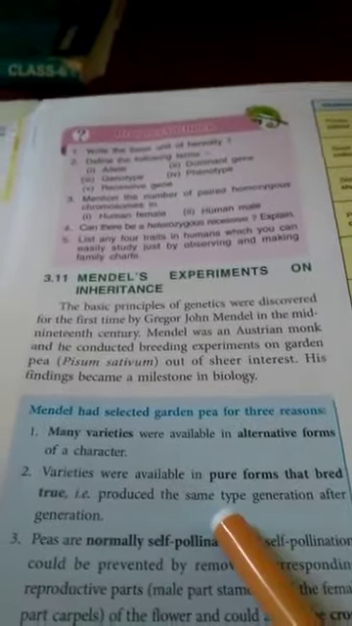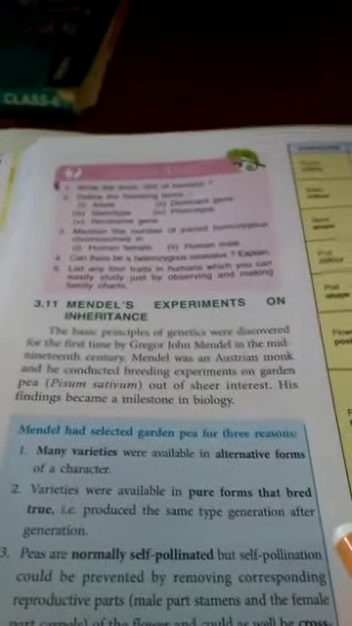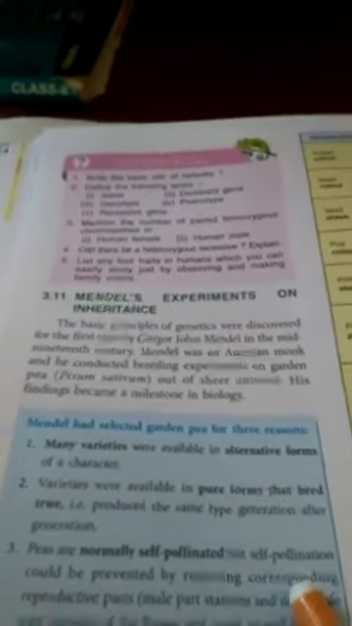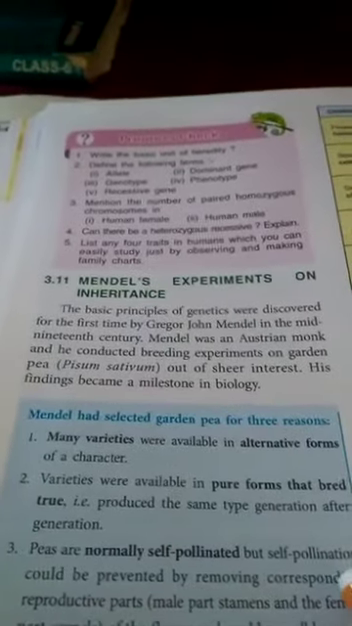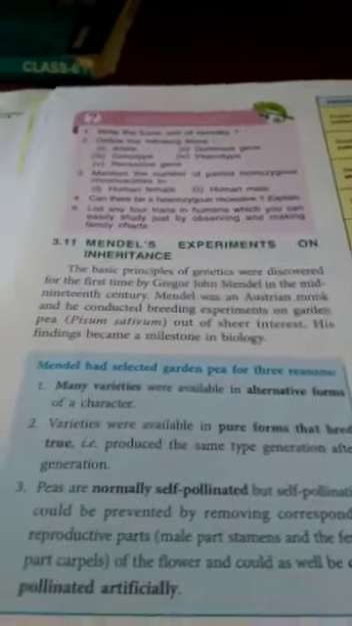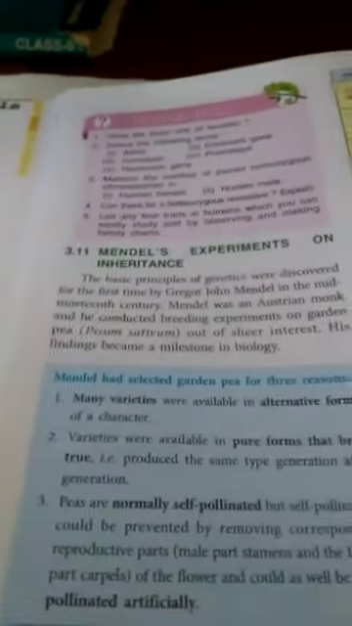The second reason is that the pea plant varieties were present in pure form. Pure form means homozygous form. Homozygous means both the alleles present are the same. So they are present in homozygous or pure form. It means they produce the same type of generation after generation. So this type of pure variety is required for doing such experiments. That's why he selected the pea plant.